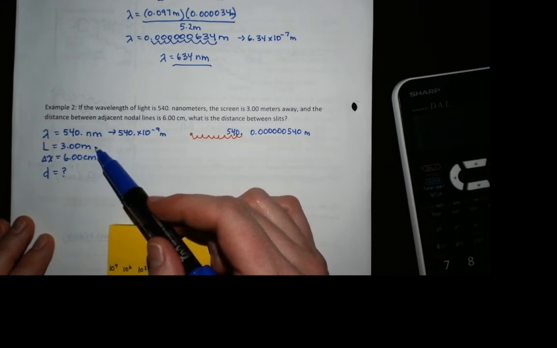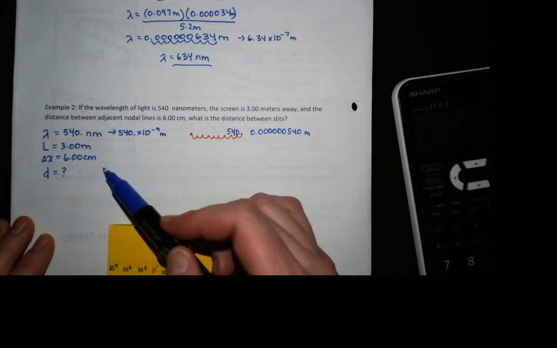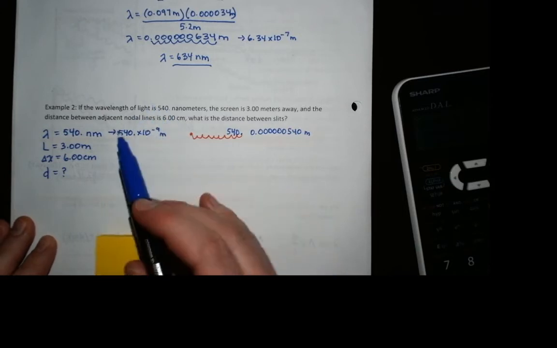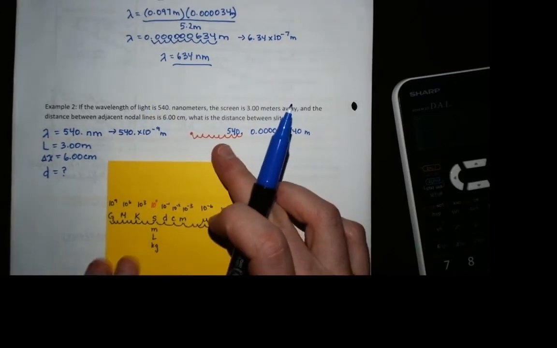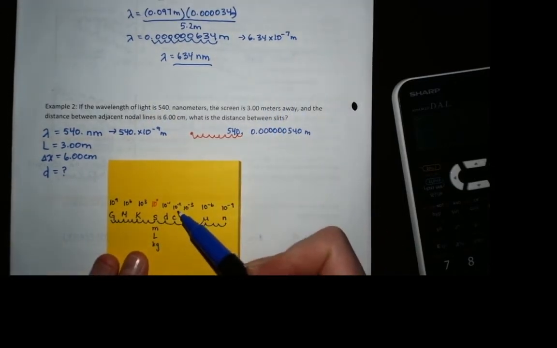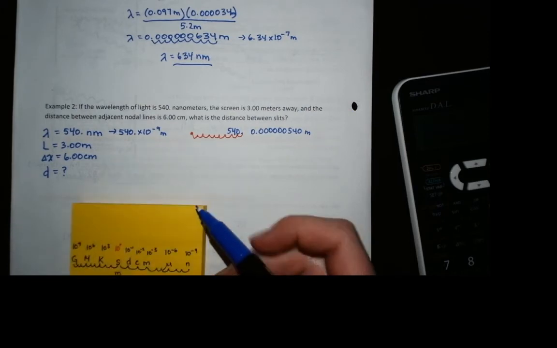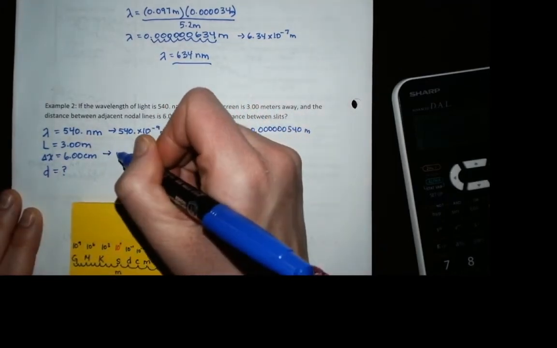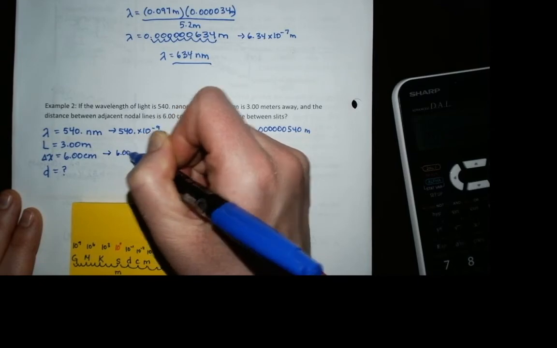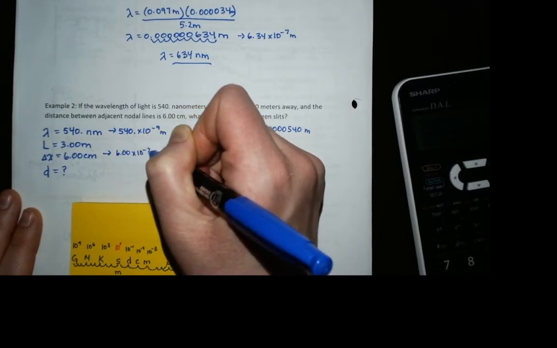3 meters, that's fine. We don't have to convert that at all. But 6 centimeters. So centimeters is times 10 to the negative 2. So we'll take whatever number we have, which is 6, and we just multiply it by 10 to the power of negative 2 to turn it into meters.